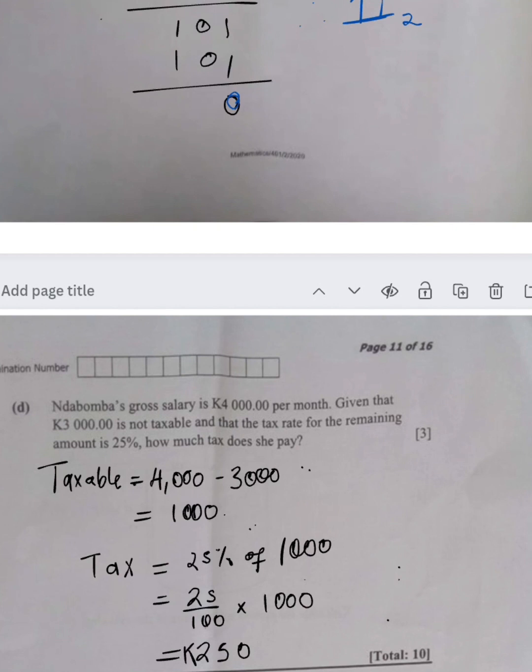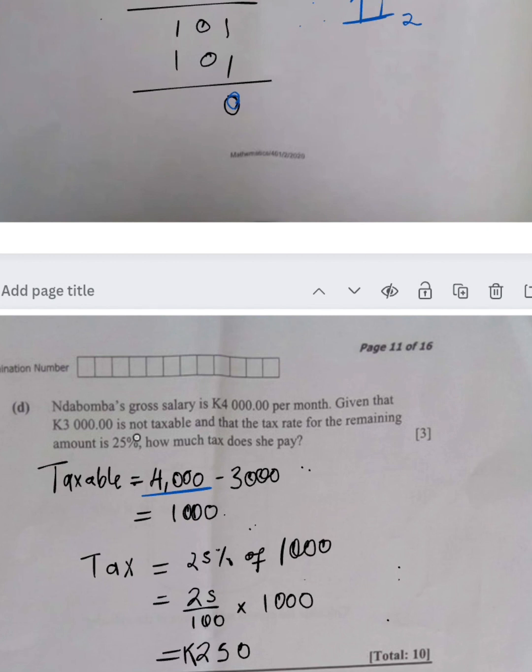Nadoba's gross salary is 4,000 per month. Given that 3,000 is not taxable and that the tax rate for the remaining amount is 25%, how much does she pay? Now, the first thing is to determine the amount which is taxable. So this lady gets a gross salary of 4,000. That is a salary without tax. Just the whole amount, right? The whole amount is 4,000.